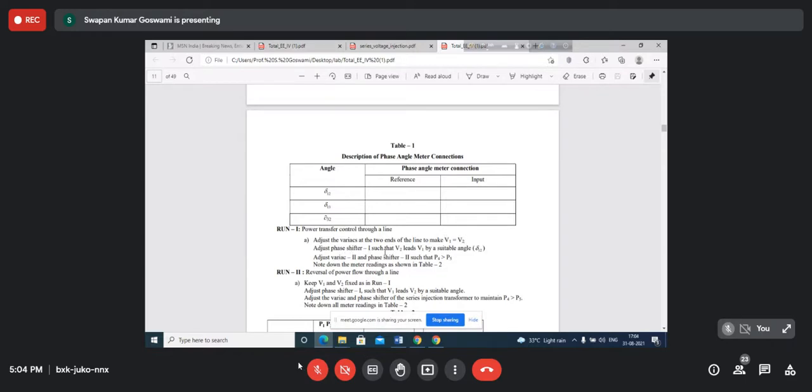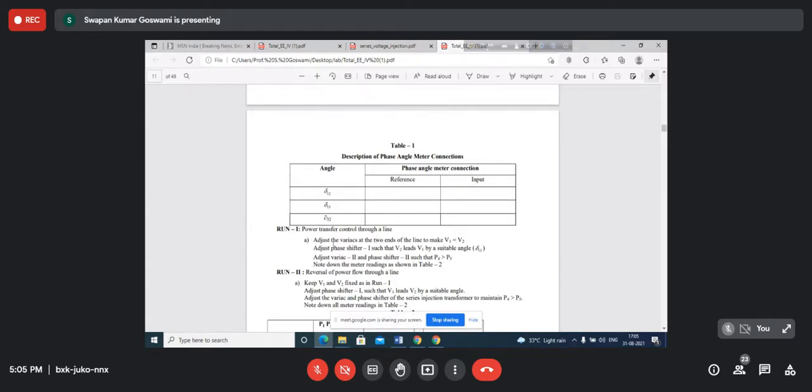Adjust phase shifter 1 such that V2 leads V1. So in the first case, we shall make V2 lead V1 by a suitable angle. That will be measured at delta 1 2. So maybe 1 is connected at the reference point and 2 as the input. The reading should show leading, and the angle value shown here will give by how much angle V2 is leading V1.